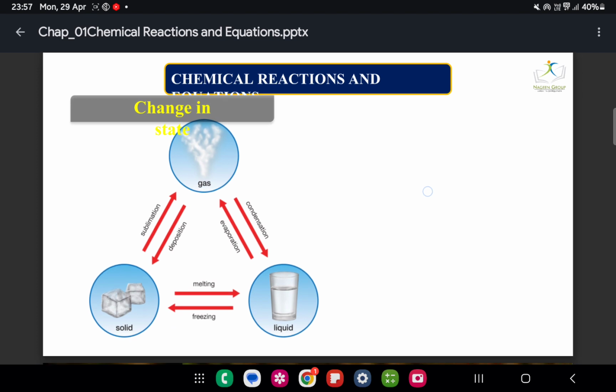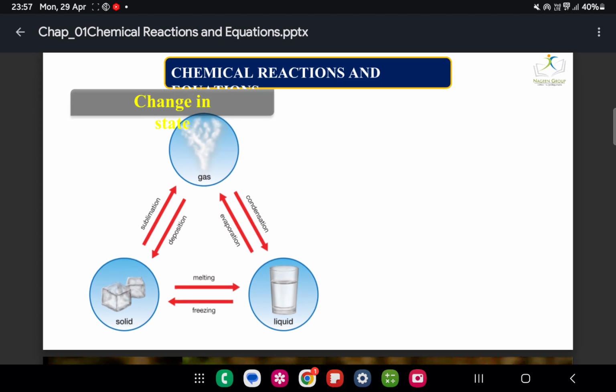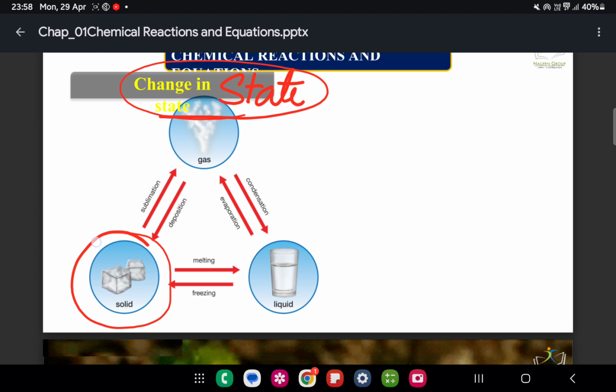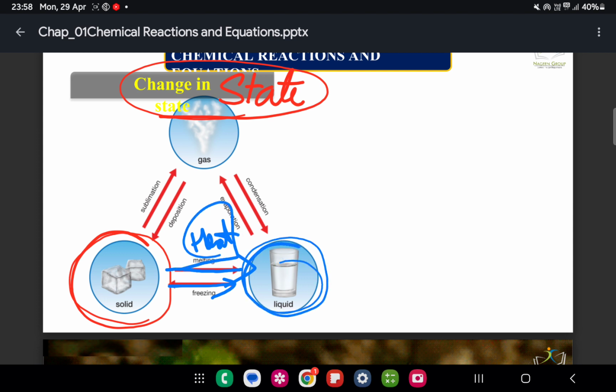Next, how chemical reaction is explained in change in state. Changes in state. See, first of all, if we take a solid and heat it up, it will melt. If we give heat, it will convert into liquid. When liquid heats, it will convert into gas, or evaporation.